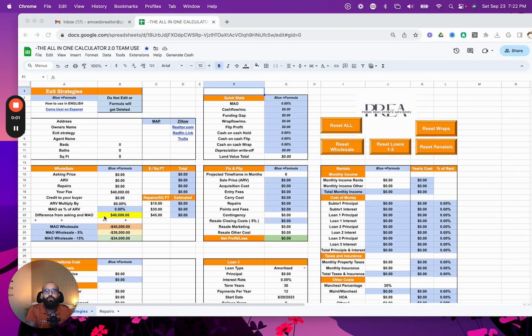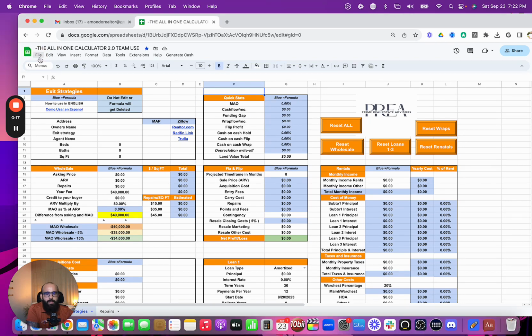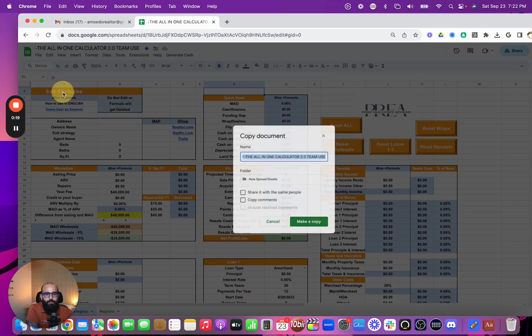All right, guys, welcome to this super quick tutorial on how to use the calculator. We're going to assume that it is the absolutely first time that you're taking a look at this calculator and that you haven't even saved it to your computer, to your own drive. So we're going to start here at the top left where it says File, and then we're going to click where it says Make a Copy.